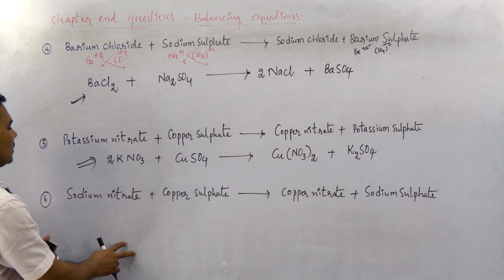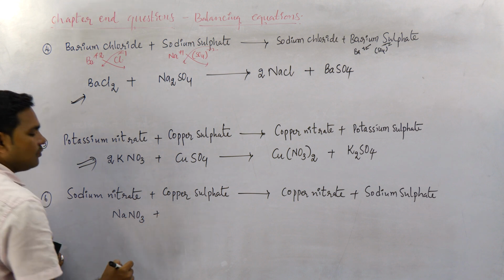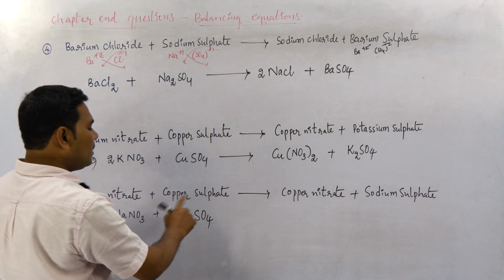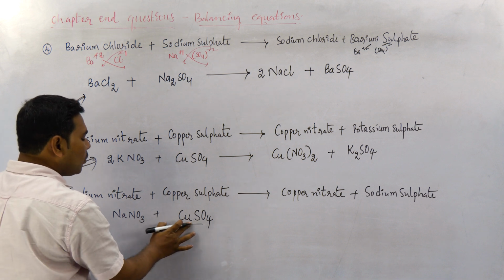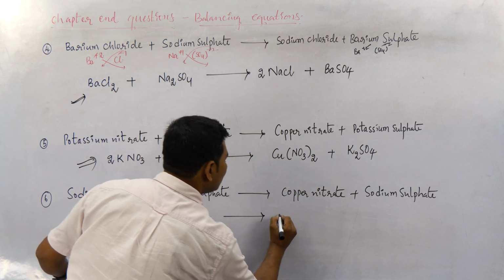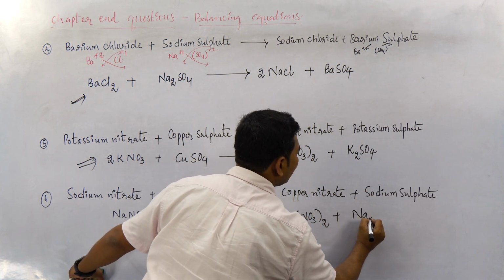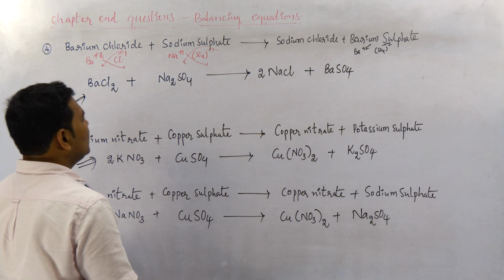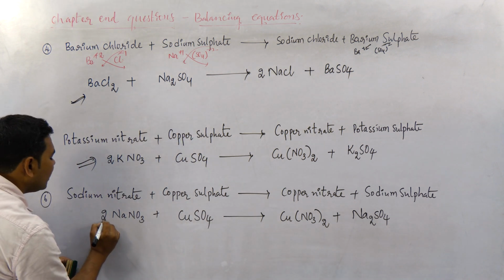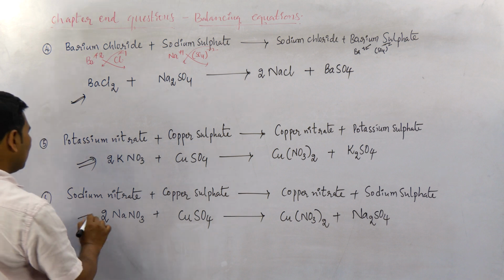Now coming to the last one: sodium nitrate plus copper sulfate. Sodium nitrate formula I write NaNO3, because Na+ NO3−. NaNO3 plus copper sulfate, I'll write CuSO4, because Cu2+ SO4 2−, the 2 and 2 cancel. The resulting CuSO4 gives rise to copper nitrate. Copper nitrate formula is written in the above equation, Cu(NO3)2, plus sodium sulfate, Na2SO4. Sodium sulfate was written in the fourth equation. Now let's check. We have 2 sodium atoms on the right hand side, only 1 on the left hand side. I write 2 NaNO3, 2 NO3 groups, 1 copper, 1 sulfate. That's all. This is also balanced.